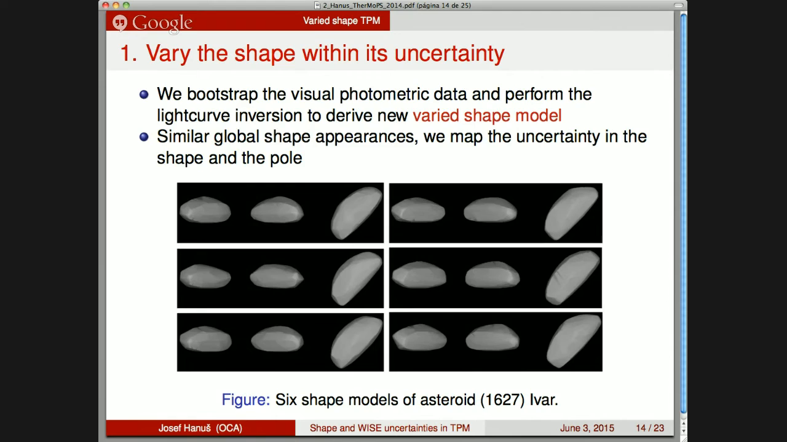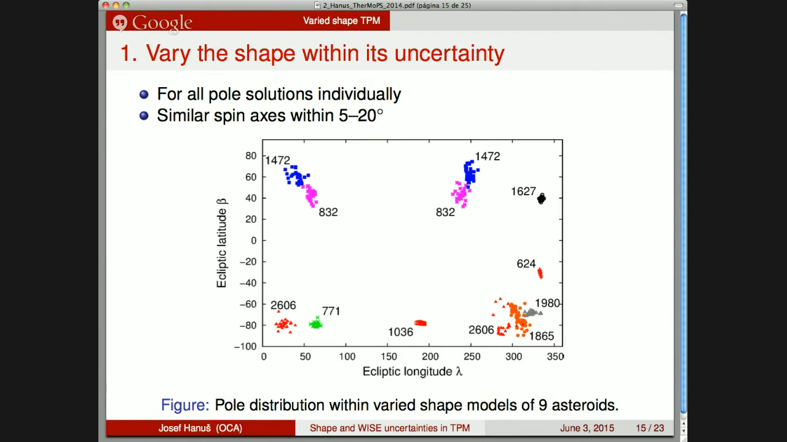And if you look at the distribution of the spin axis within the varied shape models, or the models that correspond to the bootstrap optical data, we generated for each asteroid 30 different shape models. Then you can see that also the uncertainty in the spin axis is sampled. Sometimes it's larger, sometimes it's quite small.